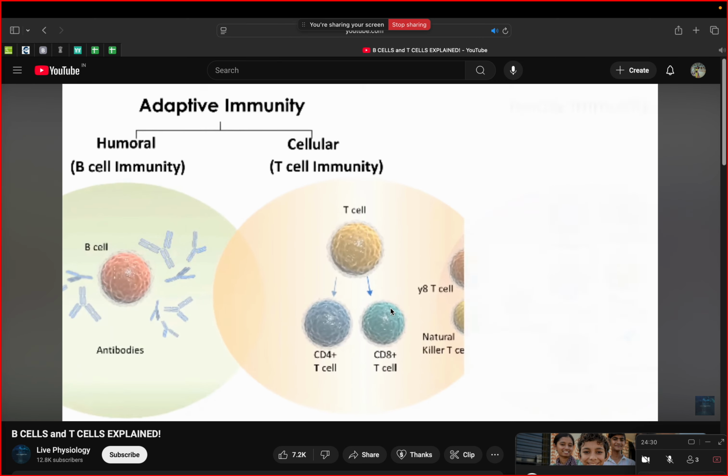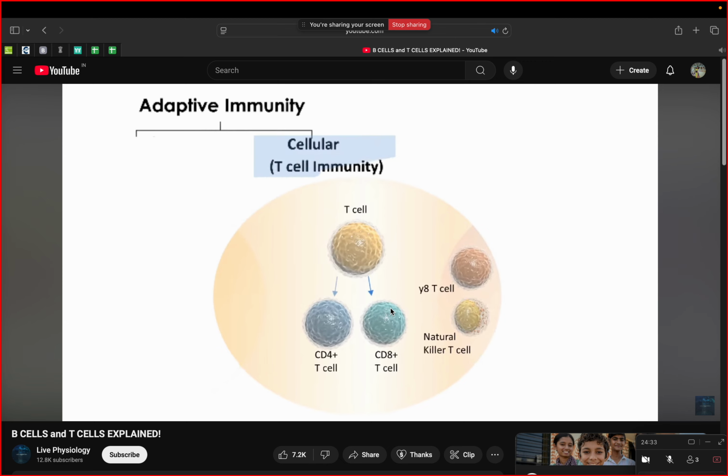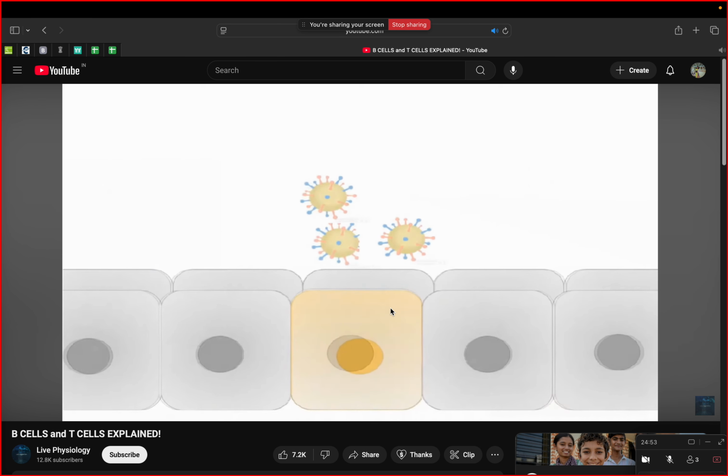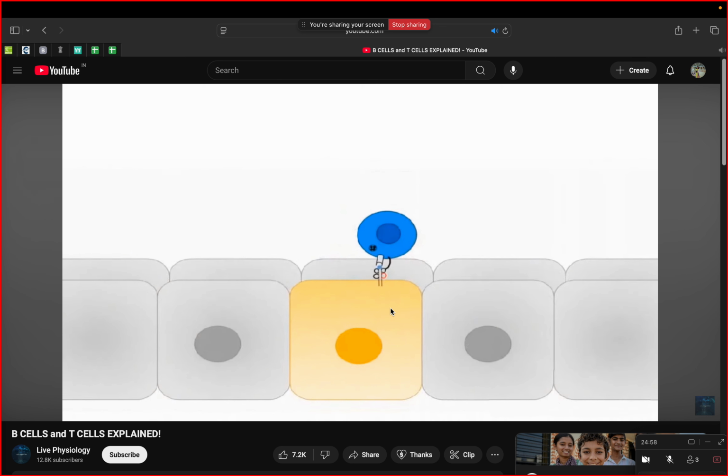When a cell becomes infected and cell-mediated immunity is needed, T cells respond by killing the infected cell. There are numerous types of T cells. Cell-mediated immunity is largely dependent on a class of T cells known as CD8 cytotoxic T cells. The CD8 cytotoxic T cells are called cytotoxic because they are able to kill other cells. When a cell becomes infected with a virus, a CD8 cytotoxic T cell responds by killing the cell infected with the virus.